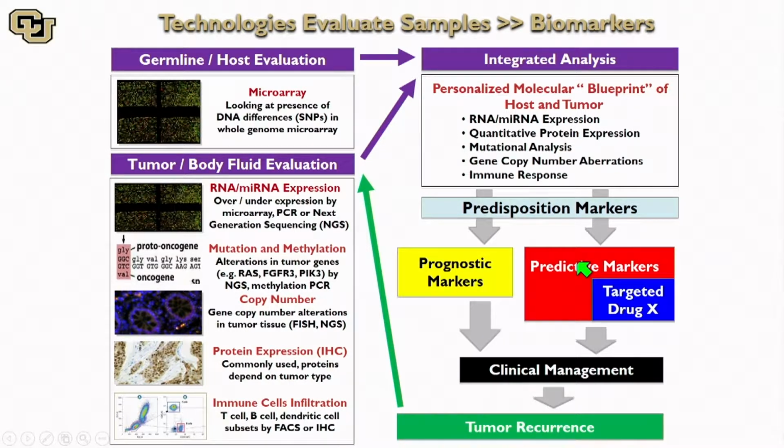And in discovery studies, these technologies can be used for predisposition marker development, prognostic markers, and predictive markers, and the predictive markers in many cases are targets for drug development. So these are some of the things I'm going to show you in the next few slides, examples of how this technology was used to develop these for bladder cancer. And of course, we hope that these are useful in clinical management.